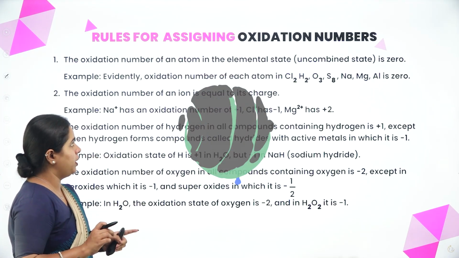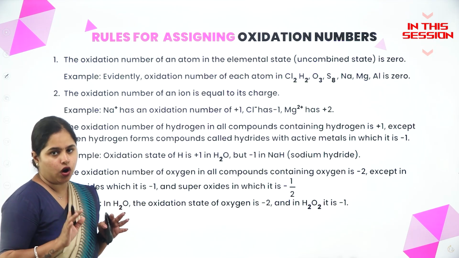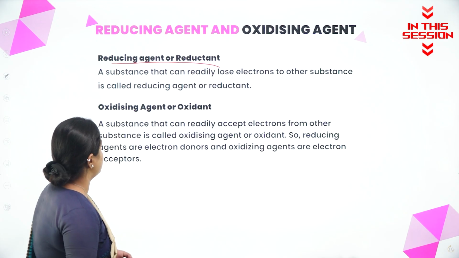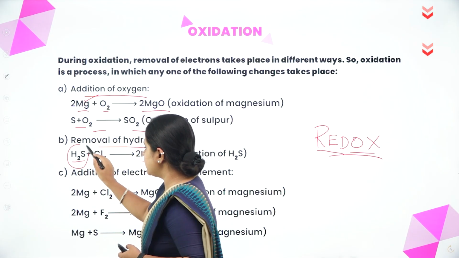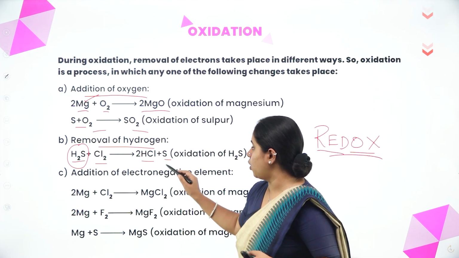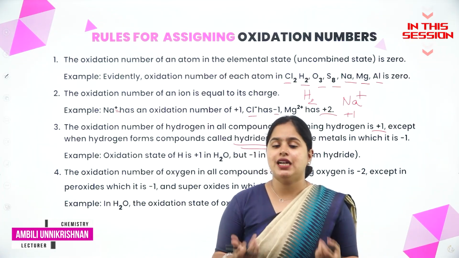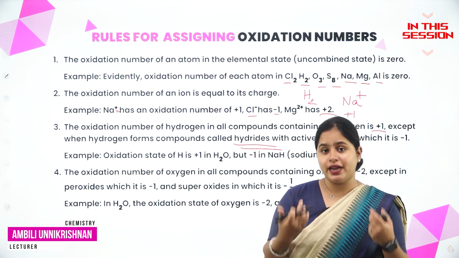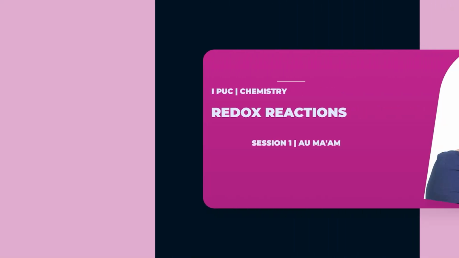The oxidation number of an atom in the elemental state or uncombined state is always 0. A substance that can readily lose electrons to another substance is called a reducing agent or reductant. In the reactant you can see H2S and in the product it is just sulfur. So what is happening here? Hydrogen is being removed. Wherever you are finding hydrogen, generally the oxidation number will be +1, but if hydrogen is forming hydrides with metals, then the oxidation number will be -1.